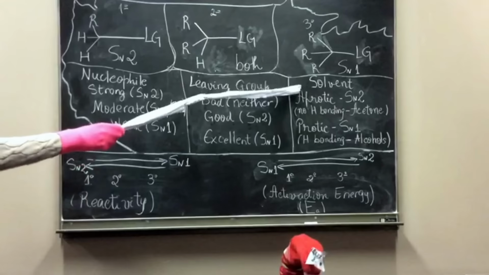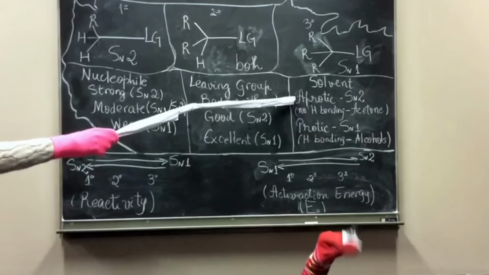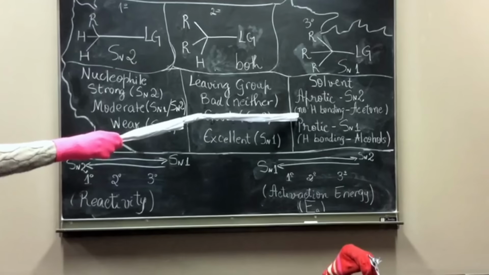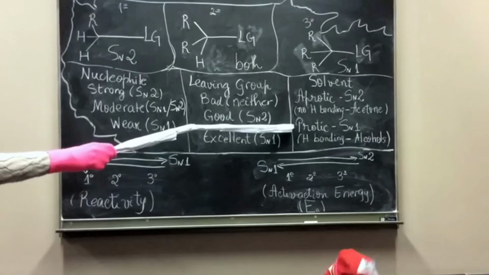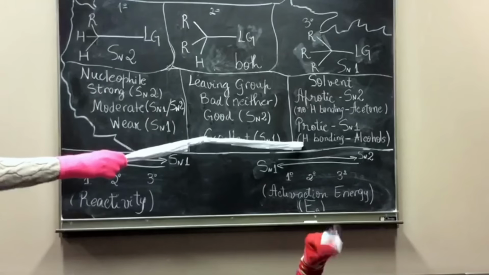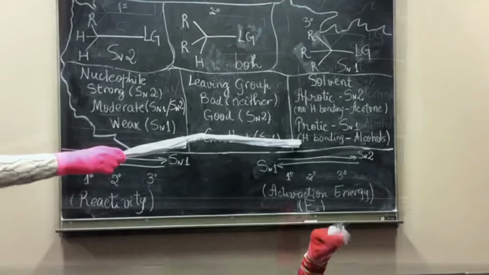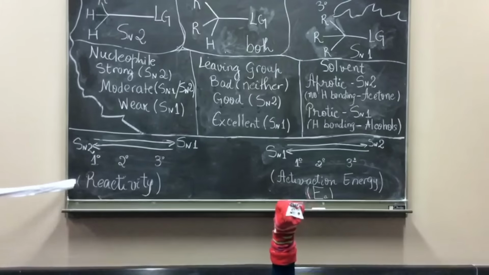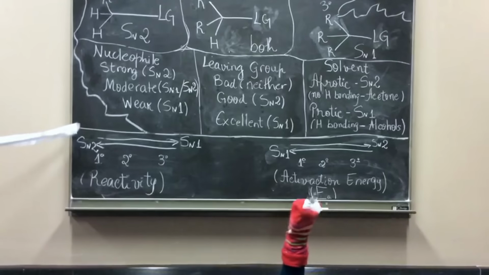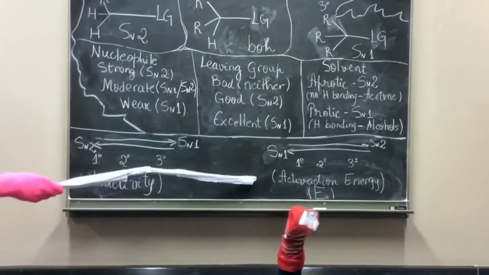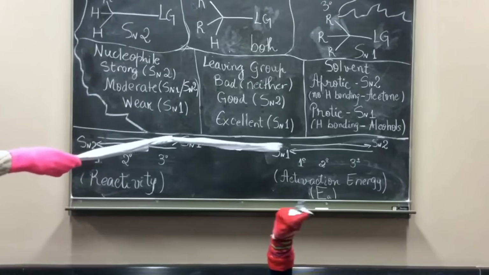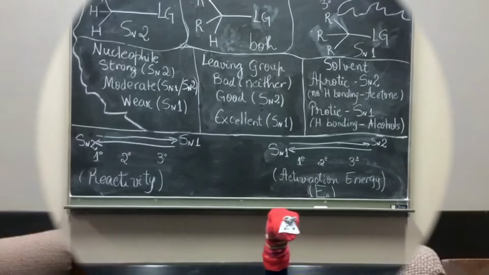For the solvent, an aprotic solvent, which has no hydrogen bonding, happens for the SN2, for example, an acetone group. A protic solvent, which has hydrogen bonding, happens for the SN1, for example, an alcohol. Now for the reactivity trend, it increases from the tertiary to the primary substrate in the SN2 and the other way around for the SN1. For the activation energy, the trend increases from tertiary to primary for SN1 and the other way around for SN2. Now back to you, Debbie.